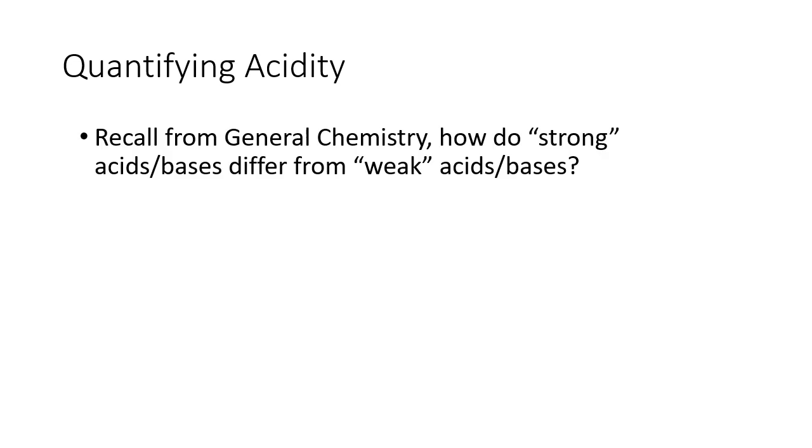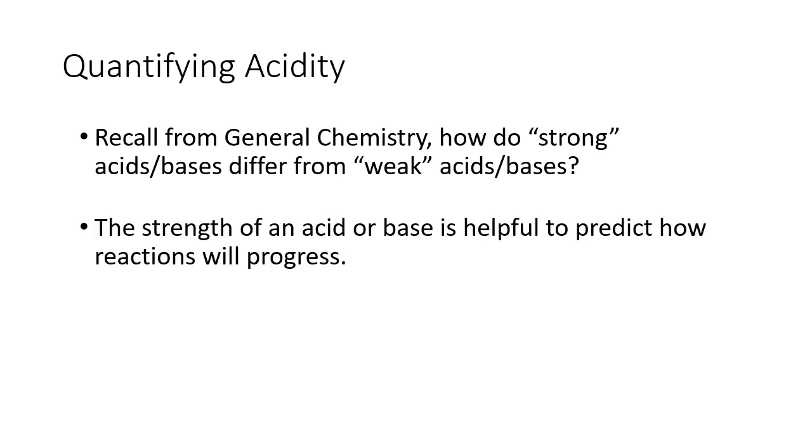Something else that we're going to review from general chemistry is how we determine if an acid is a weak acid or a strong acid, or how we determine if a base is a weak base or a strong base. We want to be able to quantify acidity and say if something is stronger or weaker than something else. This is going to be helpful in predicting the direction and the progress of reactions, meaning how far to the left or how far to the right the equilibrium will lie.